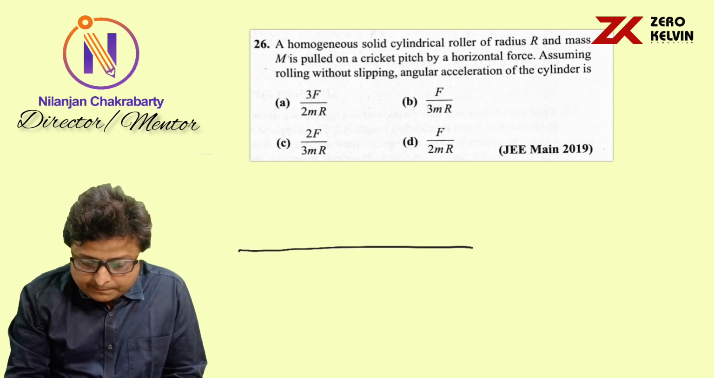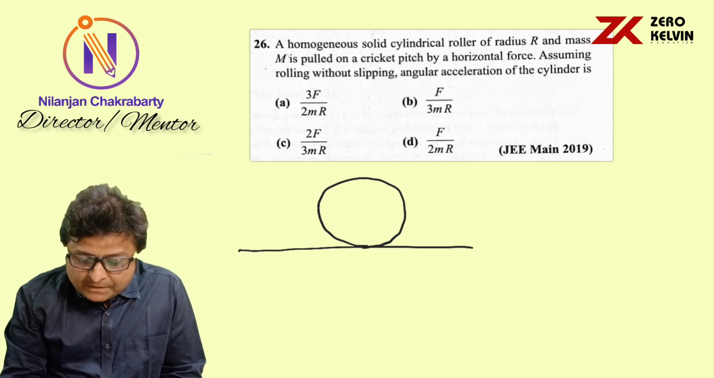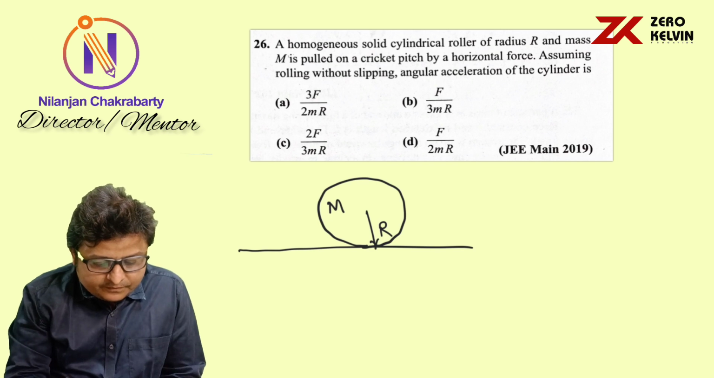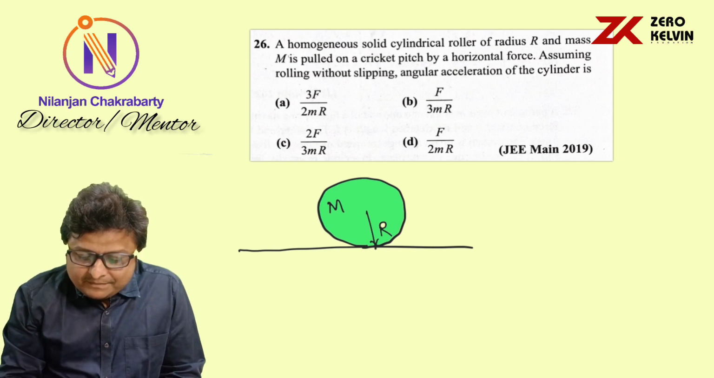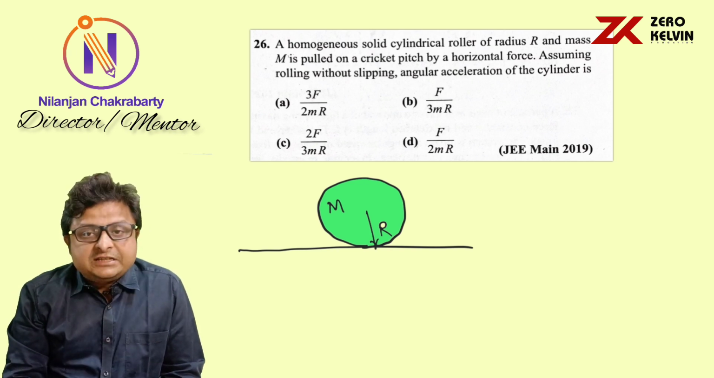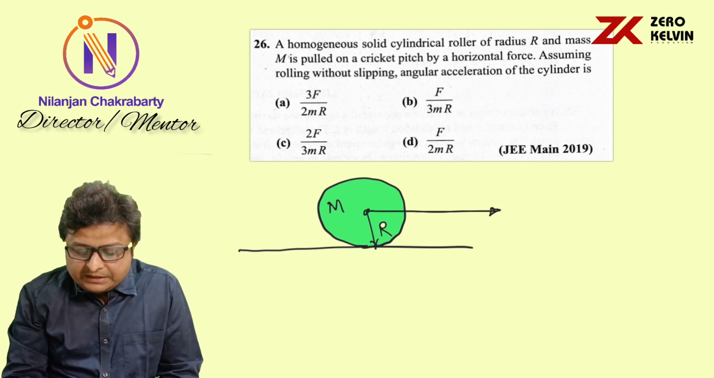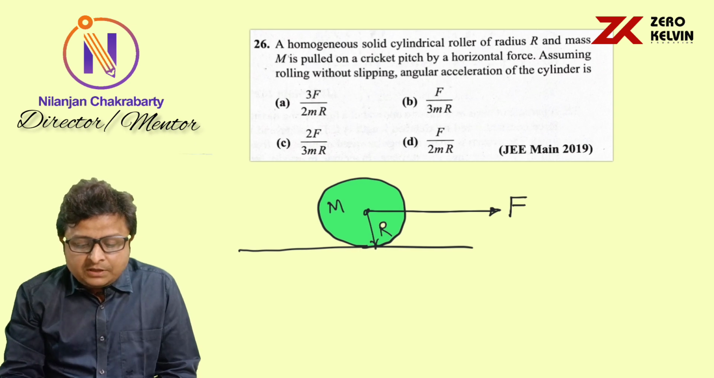A homogeneous solid cylinder of radius r and mass m, let's put some color to it, is pulled on a cricket pitch by a horizontal force. I think cricket pitch rollers are pulled at their centers. So the force applied is F, assuming rolling without slipping, find the angular acceleration of the cylinder.